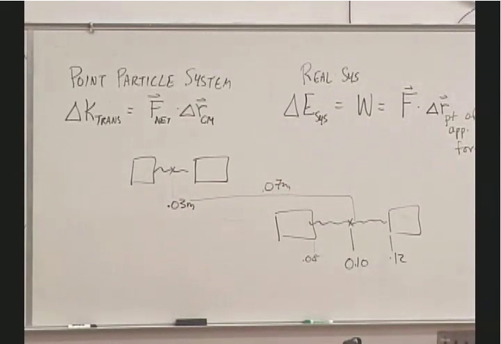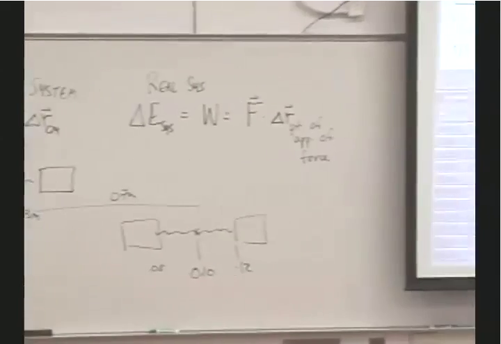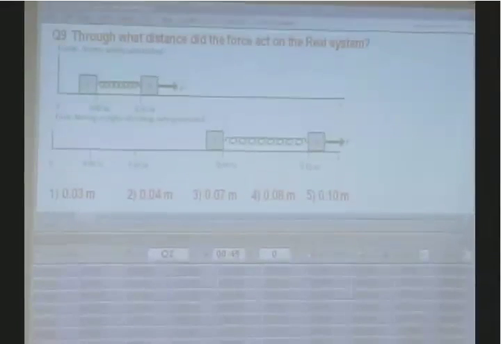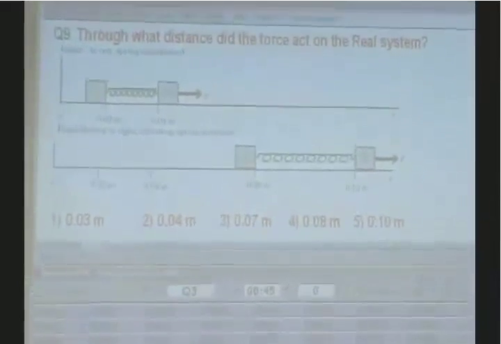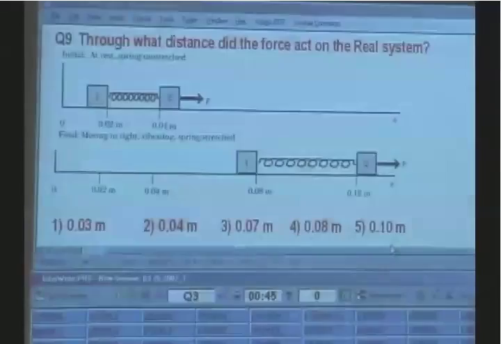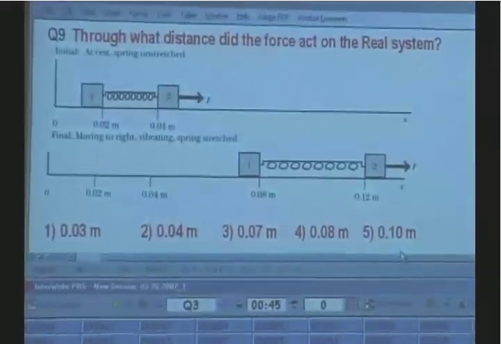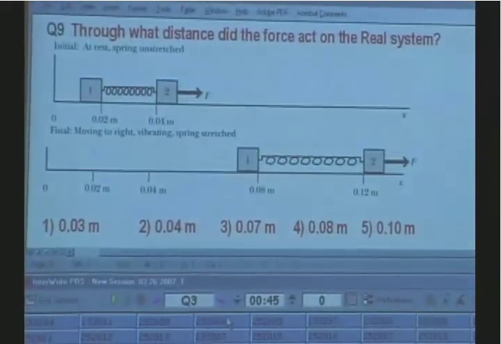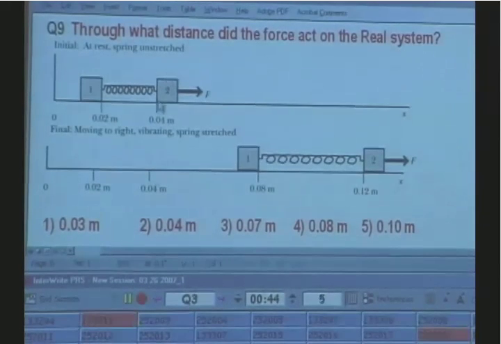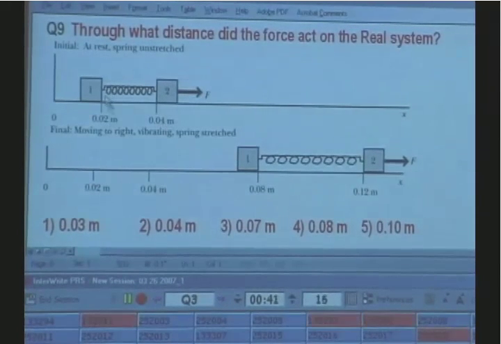Okay, one more question, and this is an important one. If you're now not doing point things anymore, you're looking at the real system, you're going to do the full complicated energy equation in its full complexity. What's the distance you use for how far the force acted on the real system? This is 0.04 meters, 0.02 meters, 0.08 meters, 0.12 meters.